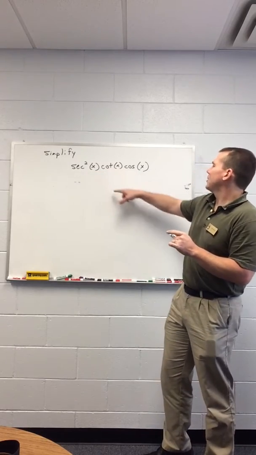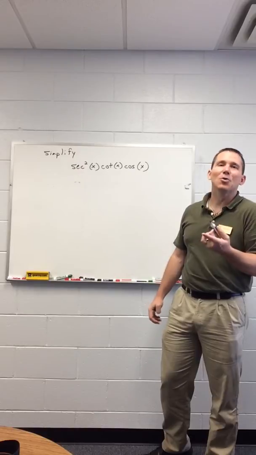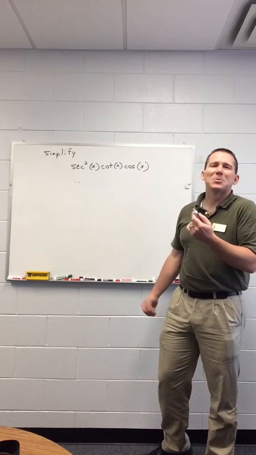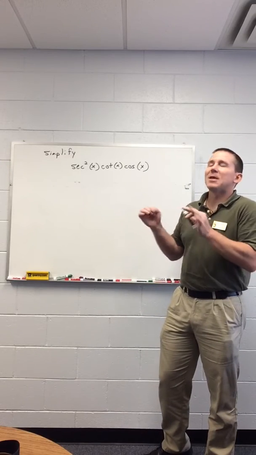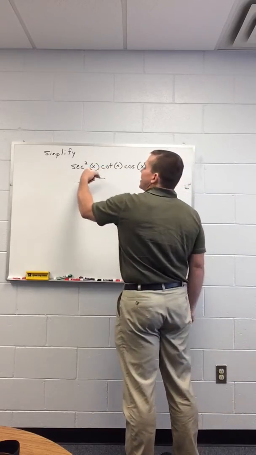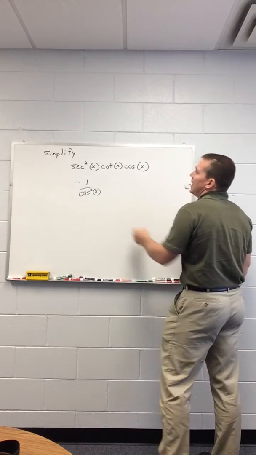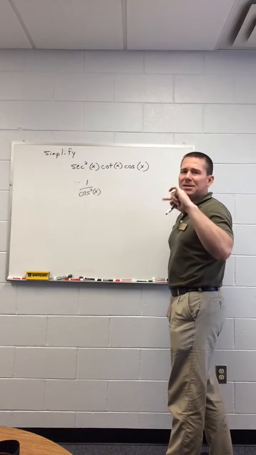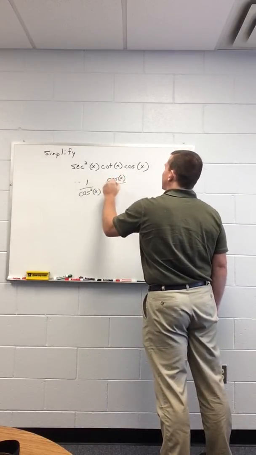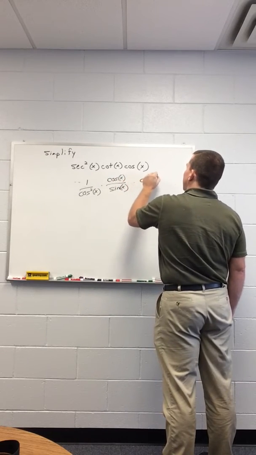First off, we have secant squared, cotangent, cosine. All things being equal, people generally understand sine and cosine better than they do the other trig functions. So a lot of times what we'll do first to simplify this is put everything in terms of sine and cosine. So say secant squared, that's the reciprocal of cosine. So the secant squared x is actually 1 over cosine squared x. Cotangent is a reciprocal of tangent. Tangent is sine over cosine, so cotangent is cosine over sine. Cosine x over sine x, all times cosine x.